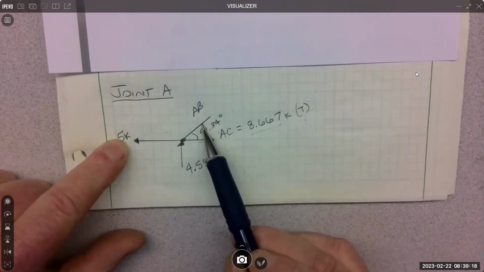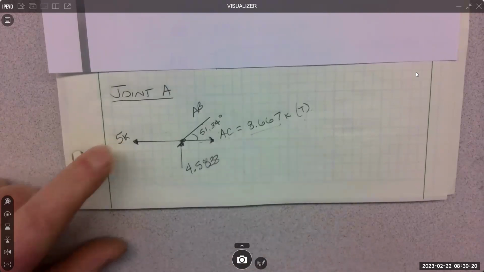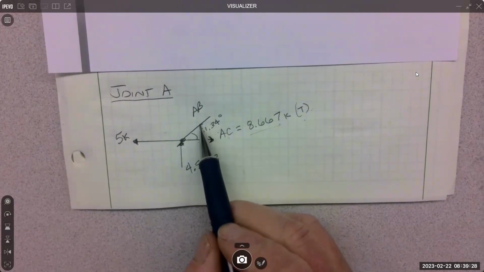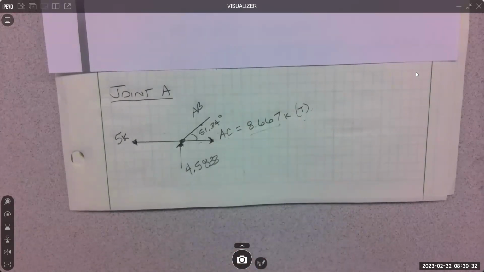Which way do you think AB goes? Down or up-ish? Maximus says down, AB. Anybody else have a vote? Up or down? Ben says up.